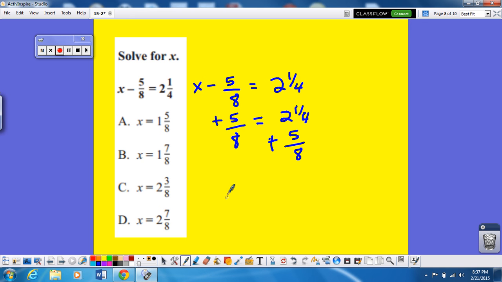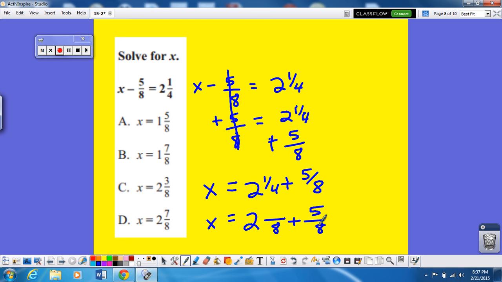Okay, now these cancel, and this leaves me with x equals 2 1/4 plus 5/8. And hopefully you remember that you cannot add fractions unless they have a common denominator. So I'm going to bring this down and say x equals 2 and how many eighths plus 5 eighths. Okay, so let's just change this. 2 and 1/4 is the same thing as 2 and 2 eighths. So now let's just add them up.